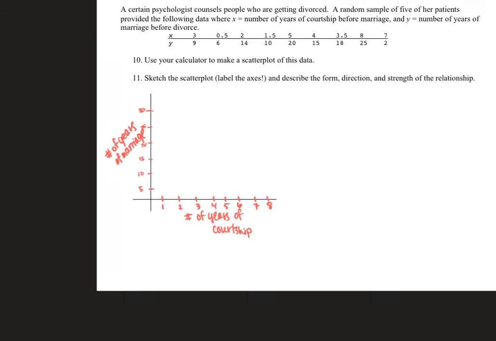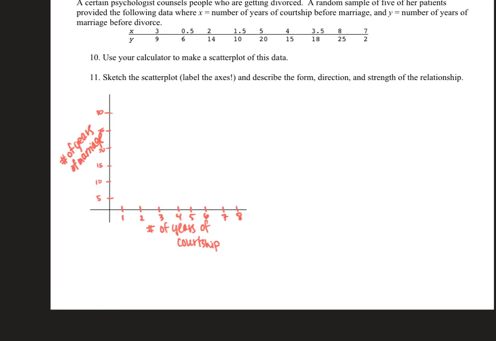Okay, and then we can sketch our graph. So the first point is 3, 9, which is approximately right here. Then we have 0.5, 6, which is right here. We have 2, 14, 1.5, 10. We have 5, 10, or sorry, 5, 20, 4, 15, 3.5, 18, 8, 25, and 7, 2.